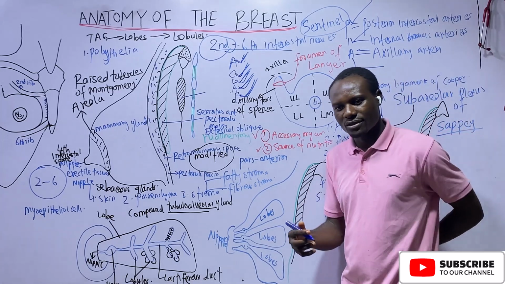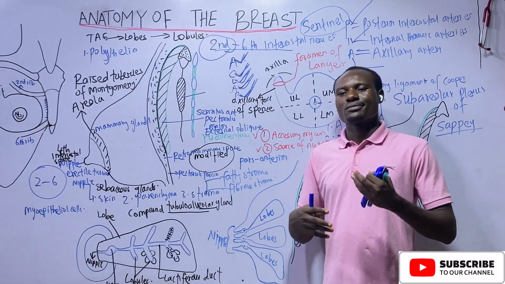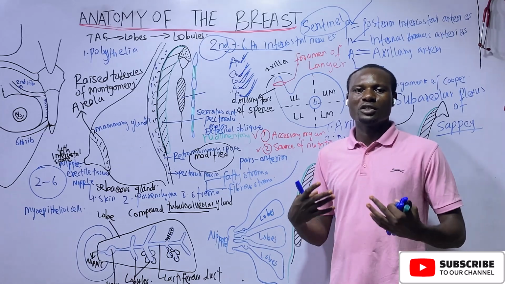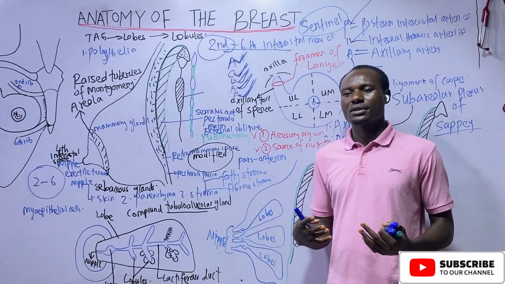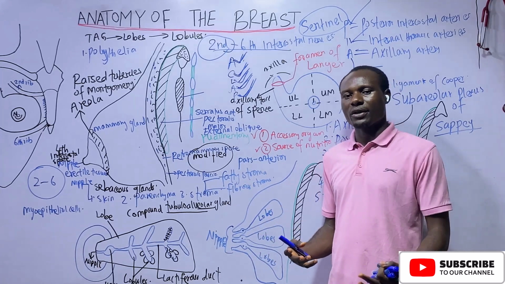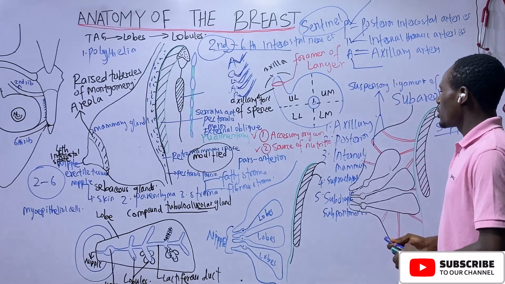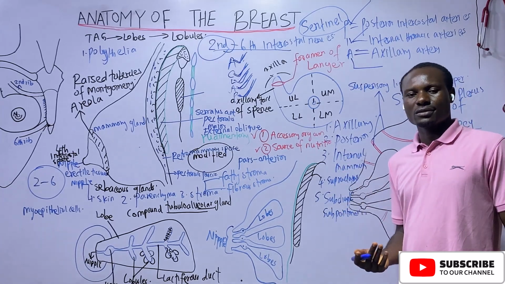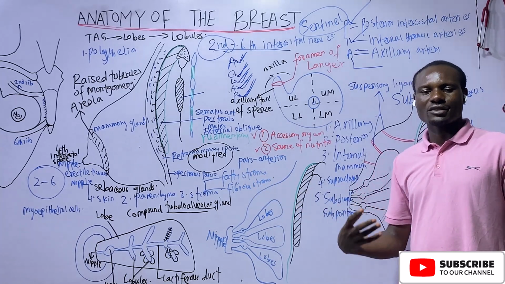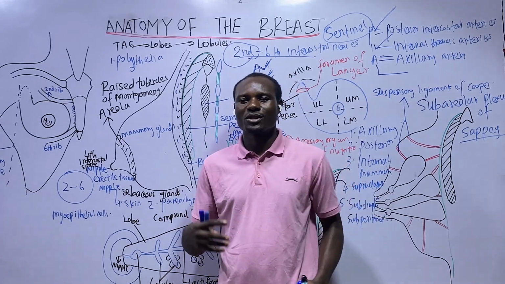Very, very important. Alright. So it is important that females of reproductive age who are susceptible or predisposed to cancer of the breast do periodic mammograms. Mammogram is very, very important, and it has lots of applications here. So the sentinel lymph node is the first set of lymph nodes that receives drainage from the cancer-affected tissue in the breast.